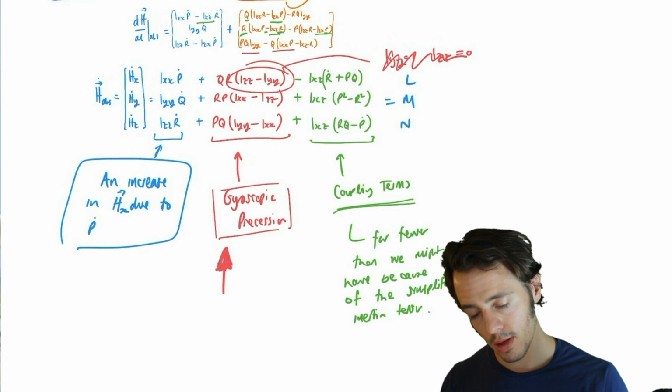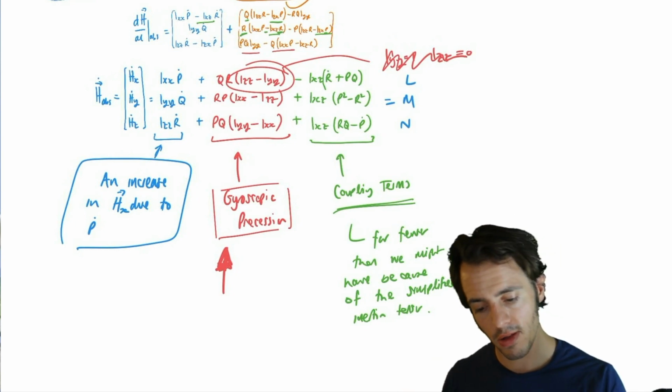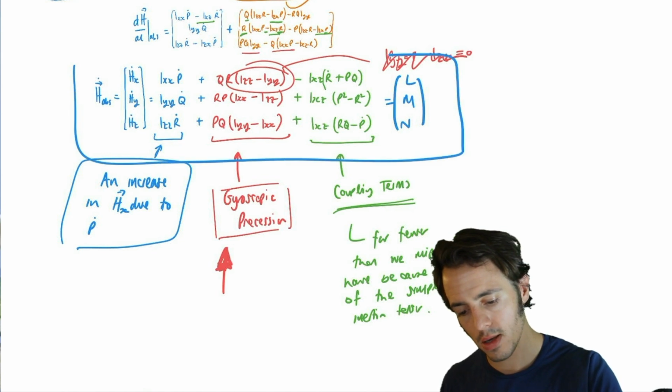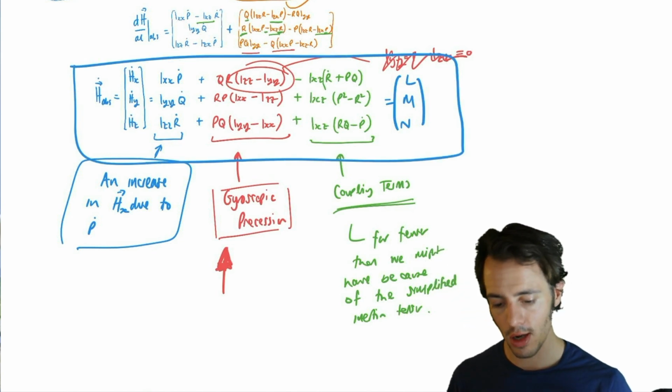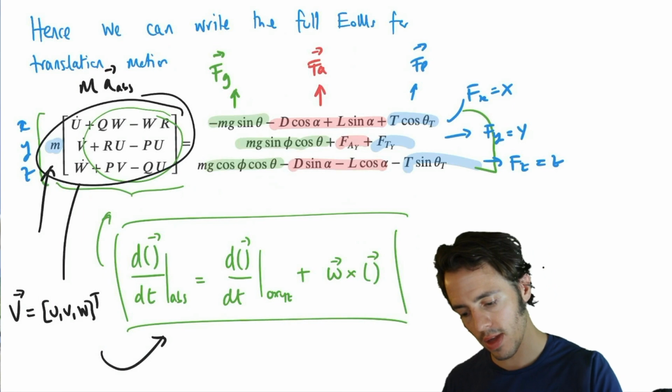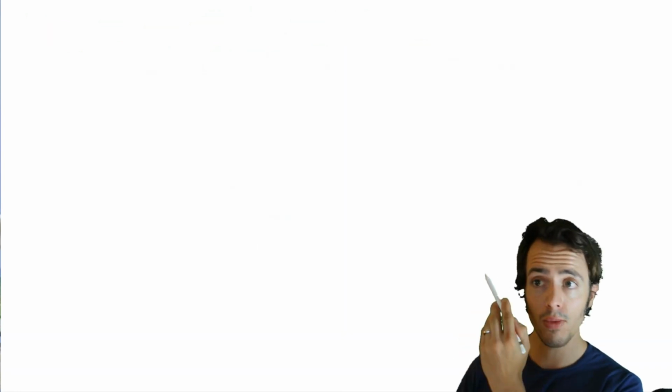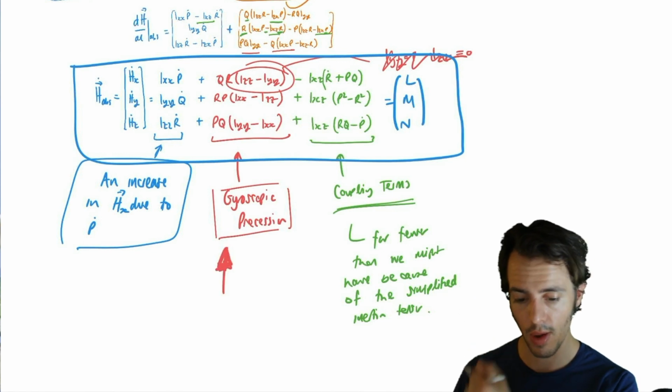So that is the translational equations of motion determined now. That is what these bad boys are. Okay, we've got the translational equations of motion. These are the translational equations of motion. Those were the rotational equations of motion.